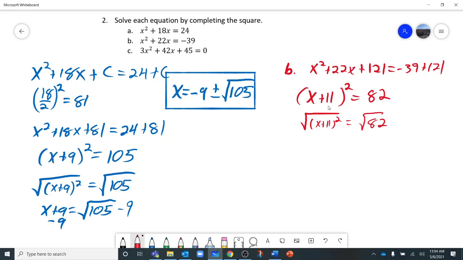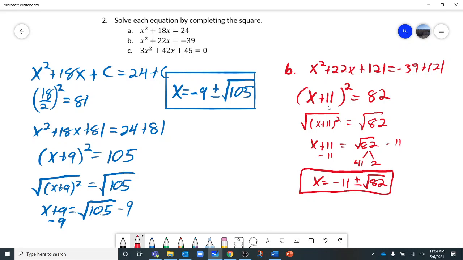Anyway, so you can either plug in the square root of 82 into your calculator and get something weird, 9.0553855138, or you can do this and just say, okay, x plus 11 equals the square root of 82. Let's see, this is 41 and 2. So that's not going to simplify any. So you're just going to say x is equal to negative 11, we subtract 11 from both sides, plus or minus the square root of 82. And we'll just leave it like that. That's perfectly good. If you got the answer on the key, that's fine as well.